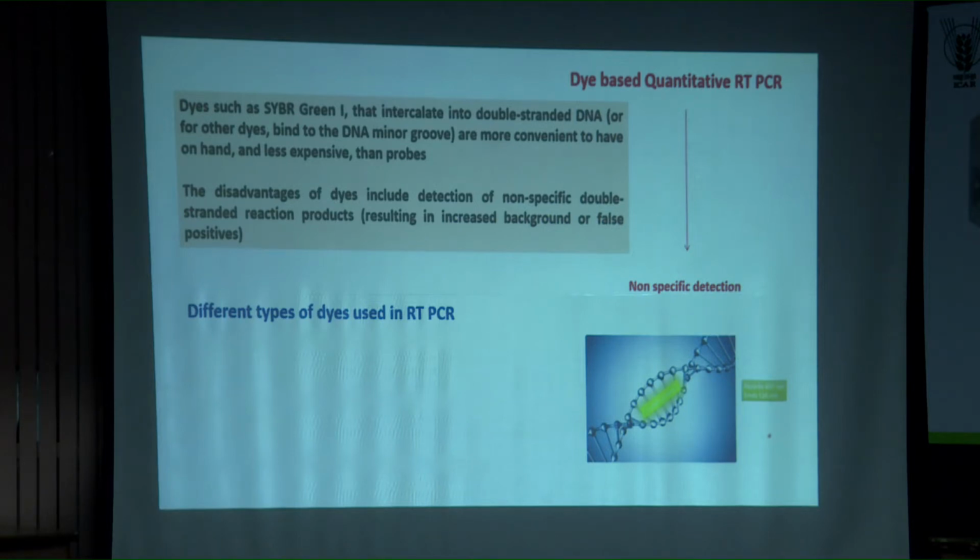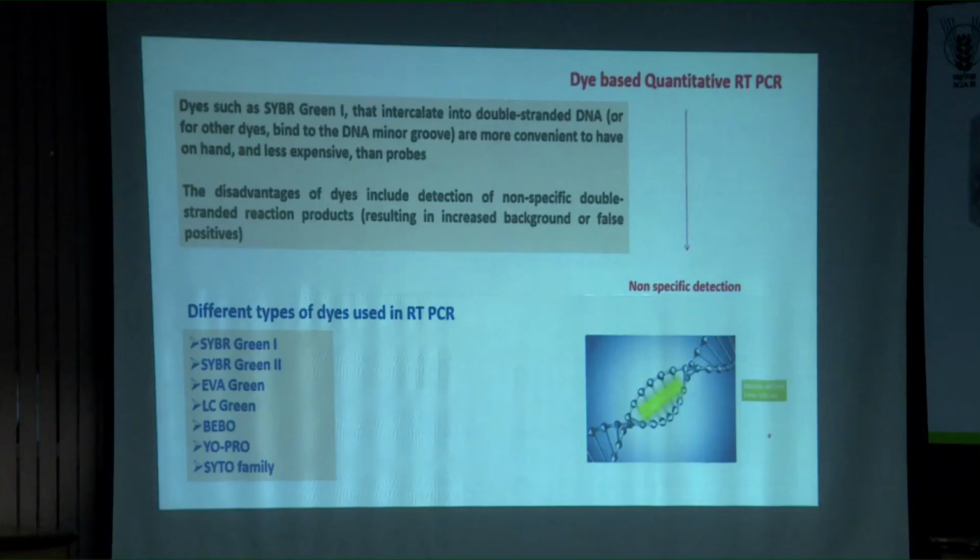And the dye-based quantitative real-time PCR, non-specific detection, and SYBR Green is one of the most important, very popular. And remember, it's not alone. There are so many other variants. We have SYBR Green 1, 2, EvaGreen, LC Green, PicoGreen, YO-PRO, the Cyto family, and the list is expanding, right? These are the alternative dyes one can use in real-time PCR, right?